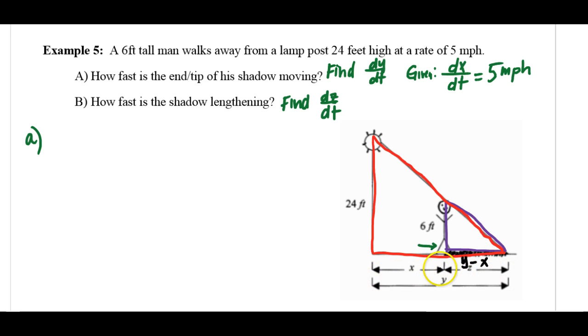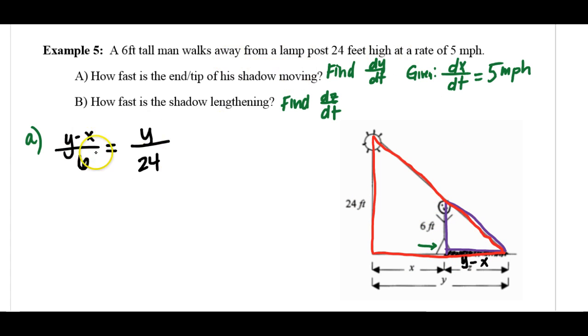So this whole length minus the distance traveled from the base of the lamppost. And the reason why I did that is so that I can use similar triangles right now and relate the side lengths. So I'm looking at the purple triangle, this base, y minus x, corresponds to the height of the man. So (y minus x) over 6 is equivalent to the base of the red triangle, which is y, to the height of the red triangle, which is 24. So I'm setting up similar triangles and ratios, so base to height and base to height. But I didn't want to use z over 6 because I don't know anything about z in part A.